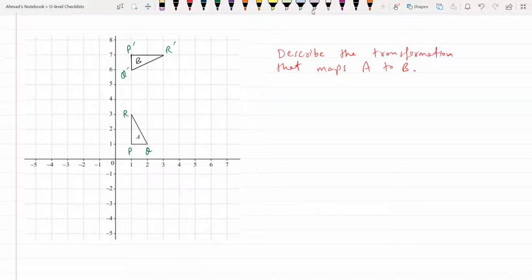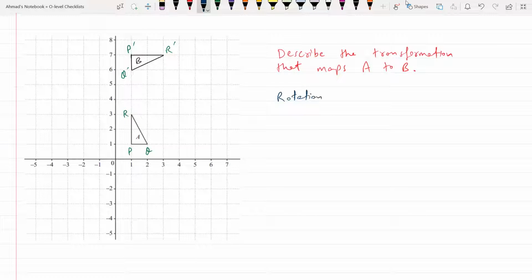Let's join P and P dash. P और P dash को join किया. It looked like this. Join R and R dash, that looks like this, and it's already clear that these are not parallel lines. They're not parallel lines, that means it's a rotation. So that's what you have figured out already. It's not a reflection, it is a rotation. Okay, so it's a rotation.